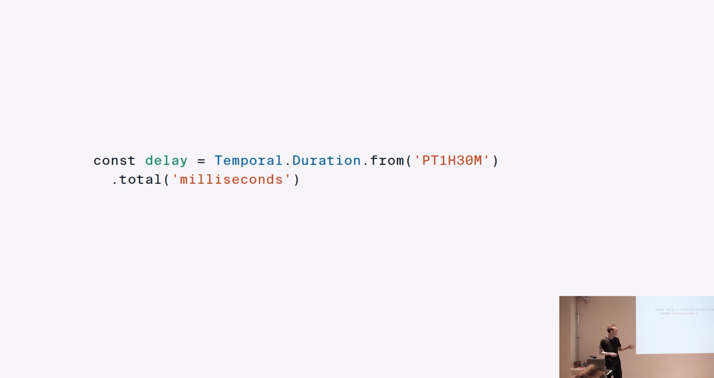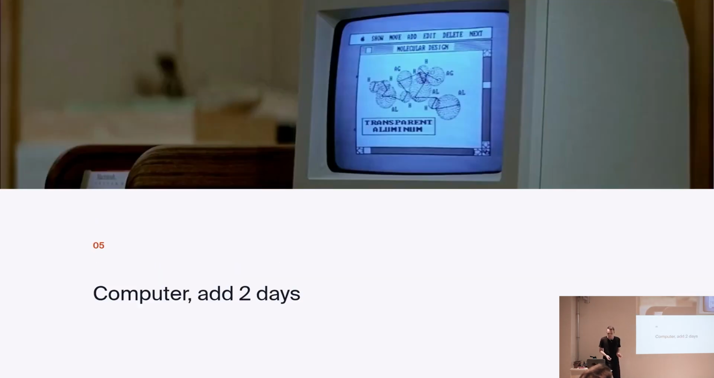we have a delay and want to put this into a setTimeout. So here we can call the total method and get milliseconds back. So you can convert from Temporal objects to, in this case, plain milliseconds, put it in a setTimeout, and it just works.